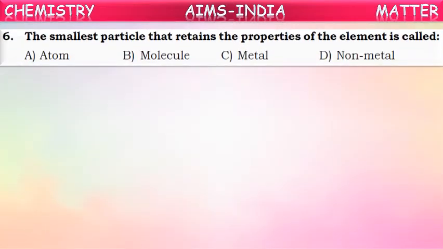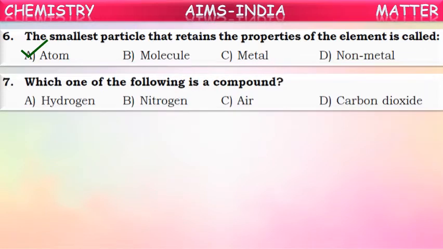Now come to the next question. The smallest particle that retains the properties of an element is called an atom. Yes, not a molecule. The combination of atoms gives molecules. Next question: which one of the following is a compound? A compound is nothing but two or more atoms combined. Not only the same atoms, different atoms combine.